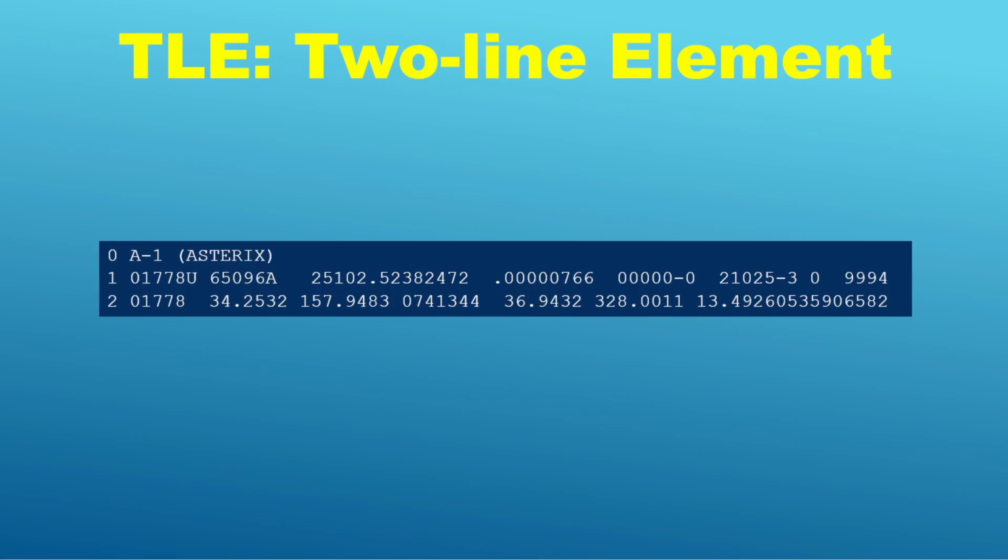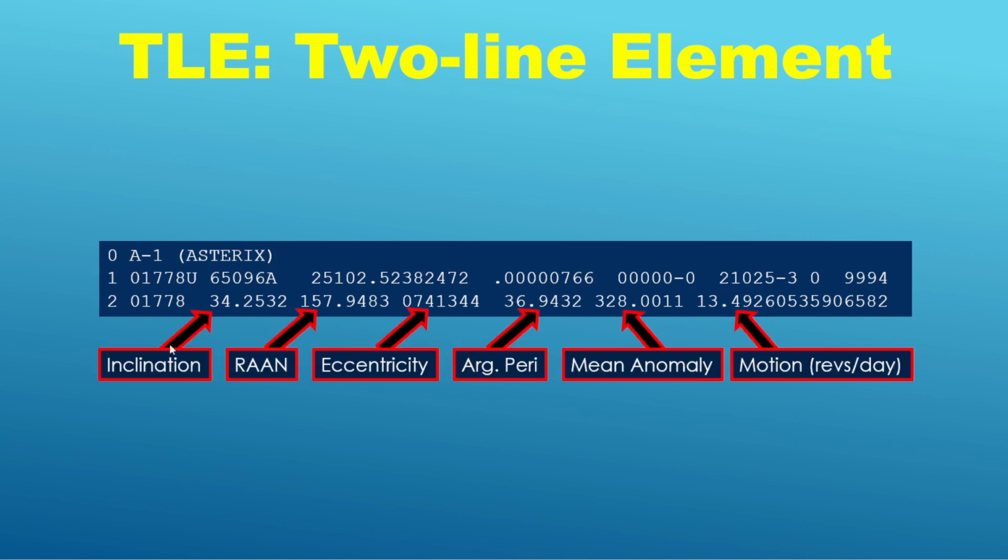So a two-line element set, what does that look like? This can also be referred to sometimes as a three-line element set when you have the name of the object on line 0. So the orbital elements, these are on line 2. So you have inclination, right ascension of ascending node, eccentricity, argument of perigee, mean anomaly, and motion given in revolutions per day.